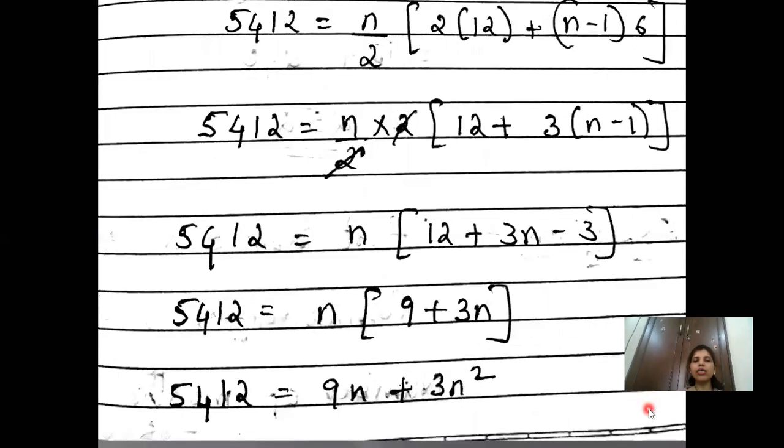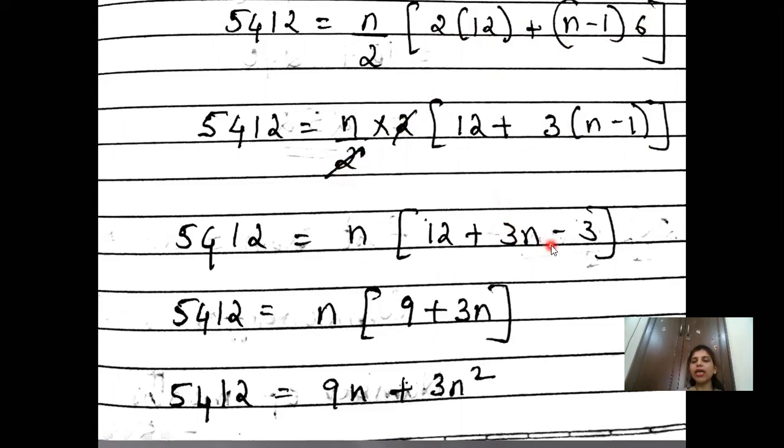After that, 5412 is equal to n upon 2, and we have written the same thing. Now what we are going to do is pull this 2 common here. As you can see, a plus sign is separating this term and this term, and this 6 is divisible by 2, so we can pull out 2 common. When we pull out 2 common, we are left with 12 plus 3 bracket n minus 1. Now 2 and 2 get cancelled, and now we'll open this small bracket.